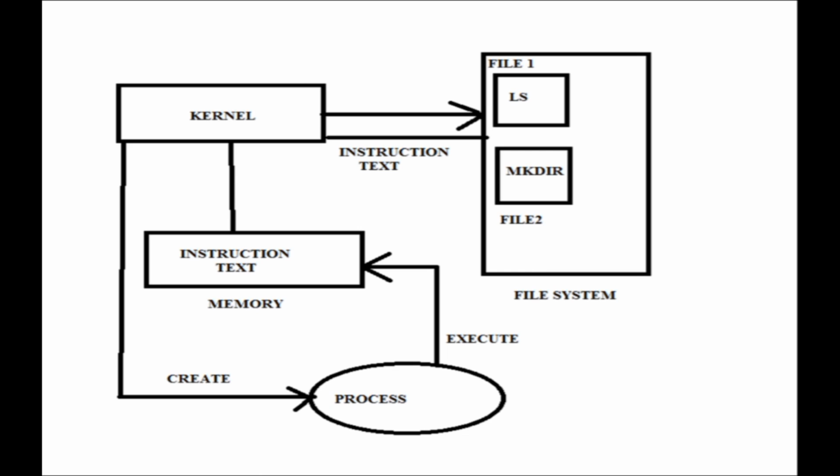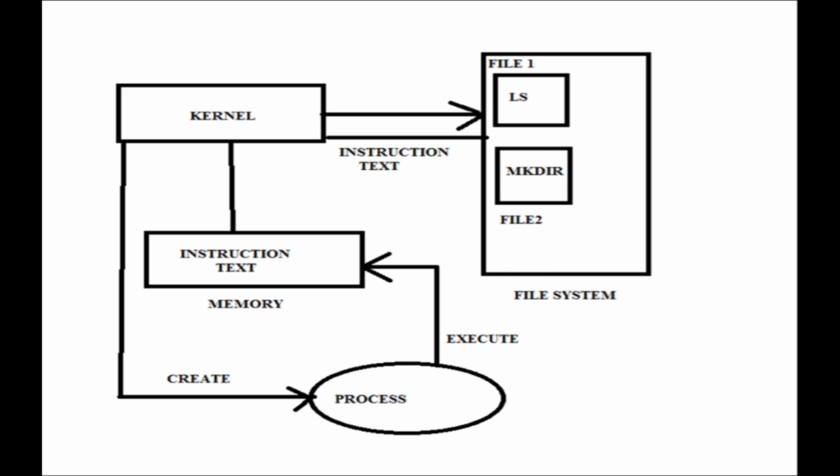So this is the procedure, simple procedure. A command will be maintained in a file. That file is going to be fetched by the kernel, and it's going to extract the instruction text that is stored in the file, right? After extracting the instruction text, kernel is going to store that instruction text in the memory. So now instruction text is available. You have to execute the particular instruction. So for that, kernel is going to create a separate process, that is executable process, right?